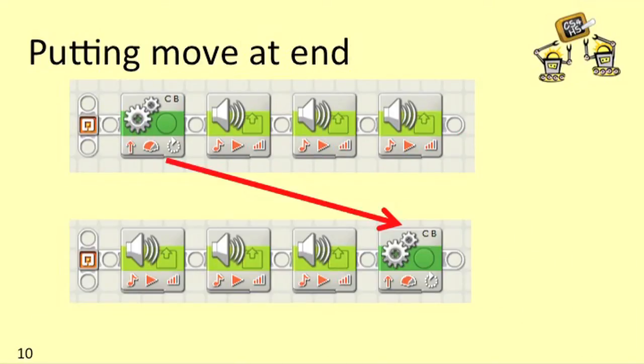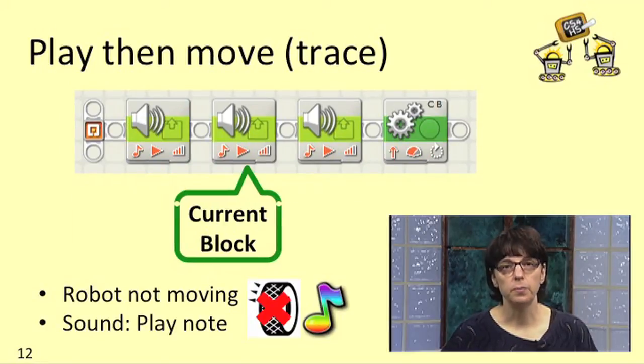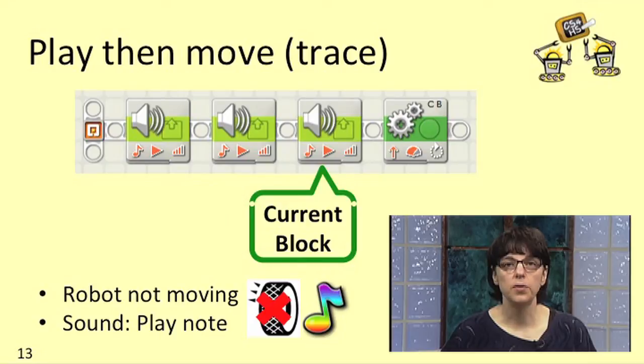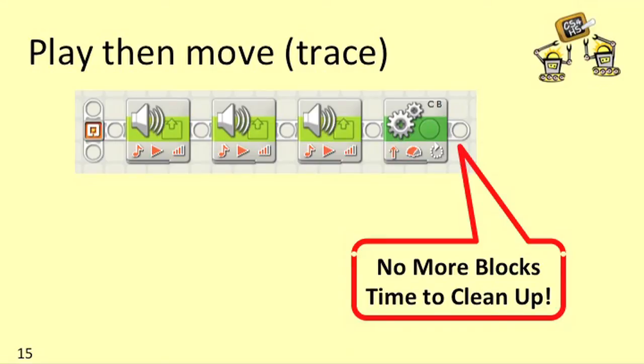Putting the move block after the sound blocks also won't do what we want. We want the sound to play while the robot is moving. In this program, we begin by playing our notes, but the robot isn't moving. It's only after we finish playing our notes that the motors start to move. They turn for 180 degrees, and then we're done. But we want a way for our motors to move while we play the tune.